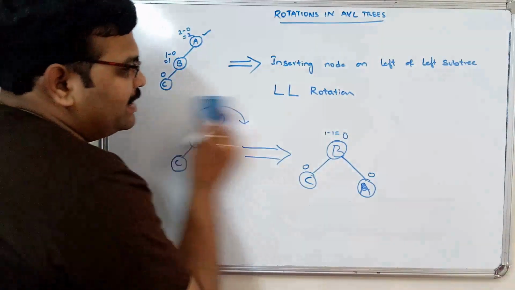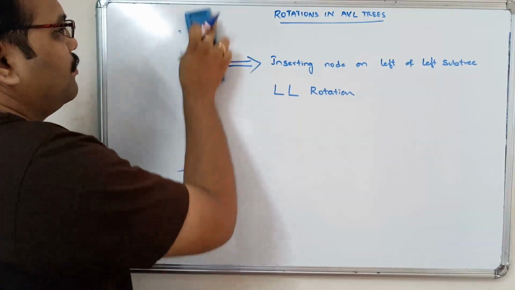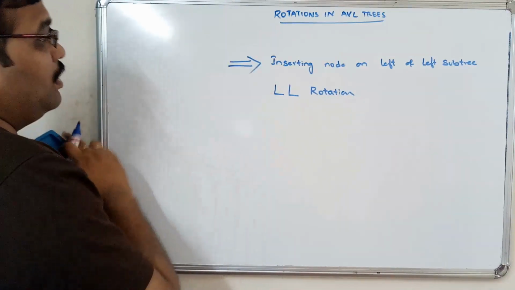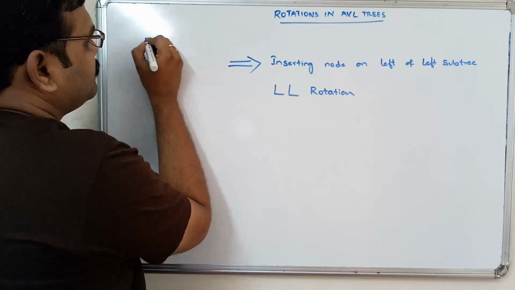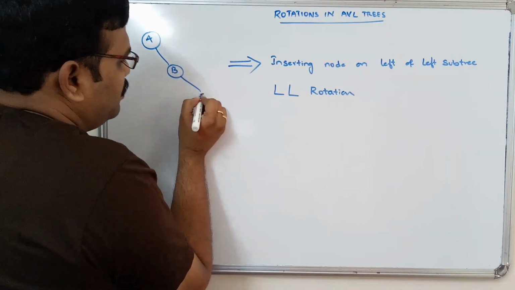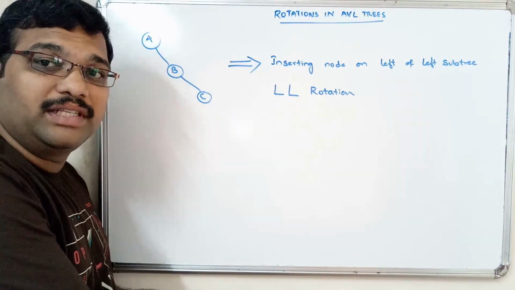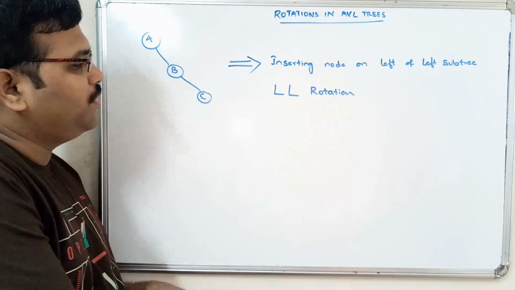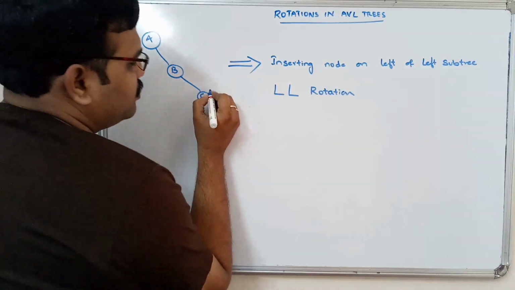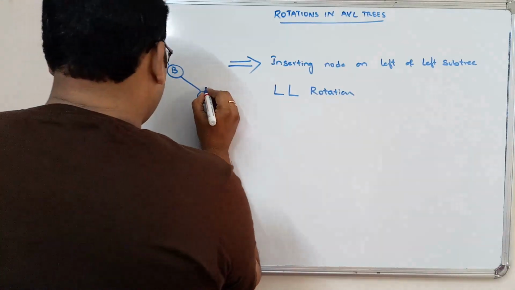Next, the second condition. Similarly, right skewed. Previously we have seen the left skewed, now right skewed. Here also the same thing. So the balancing factor of node C is 0.